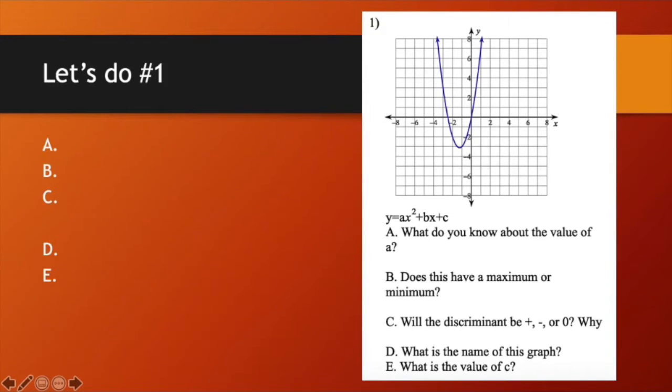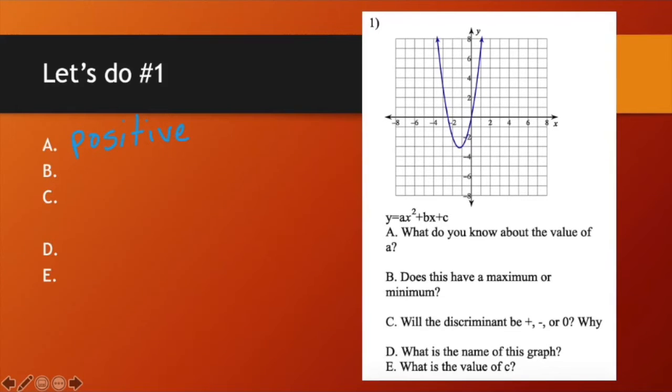The value of A right here tells us how the graph either turns up or turns down. And since this graph is smiling, we know that that A value is positive. So we can just say that we know that A is positive.